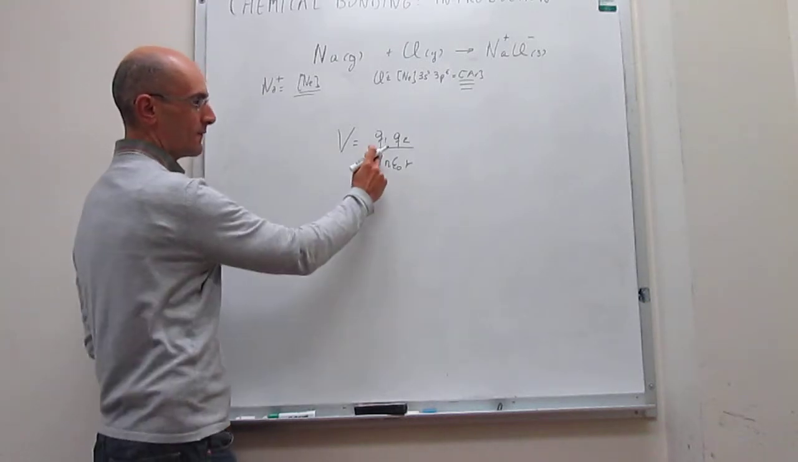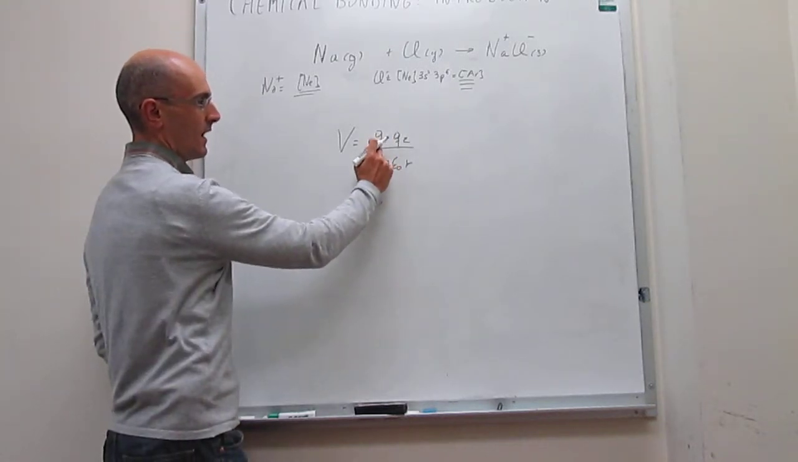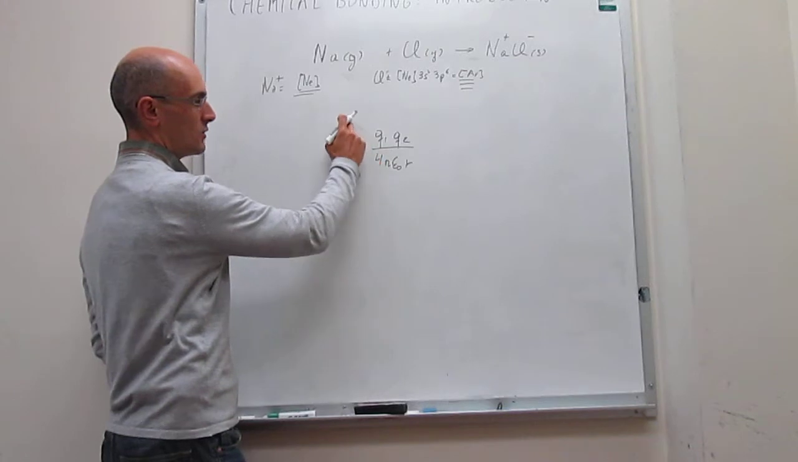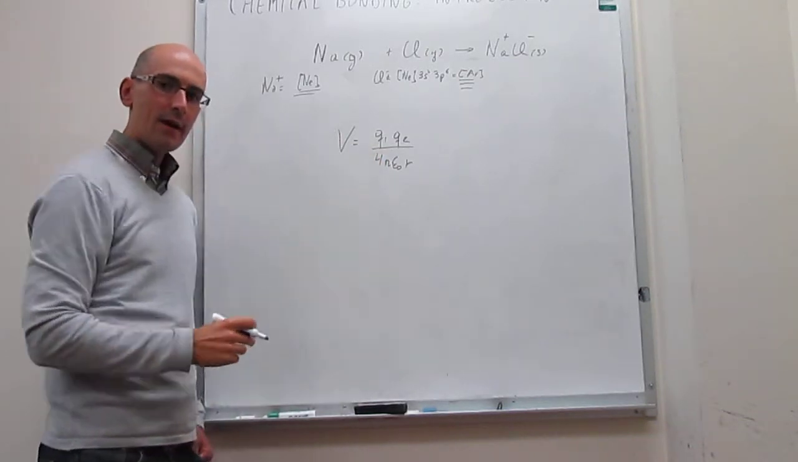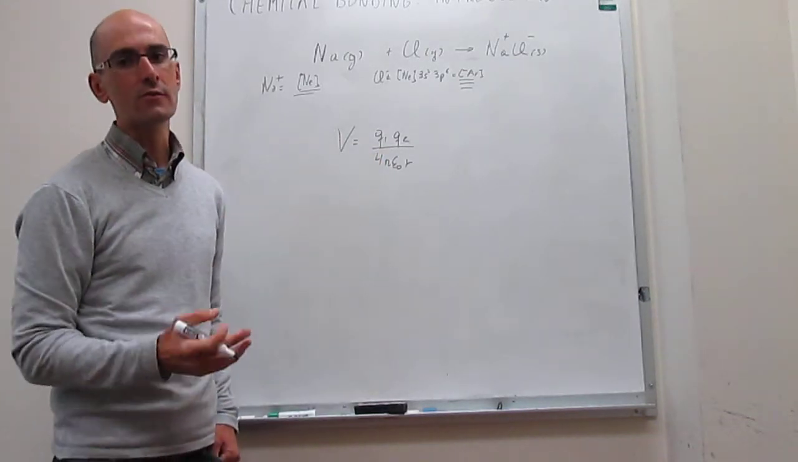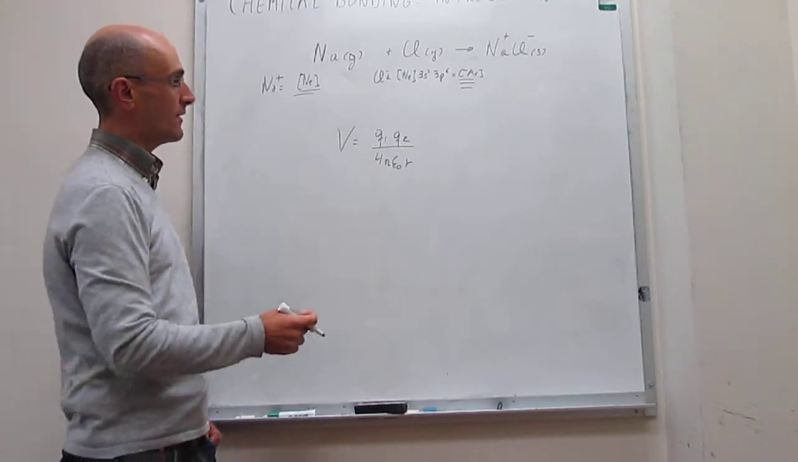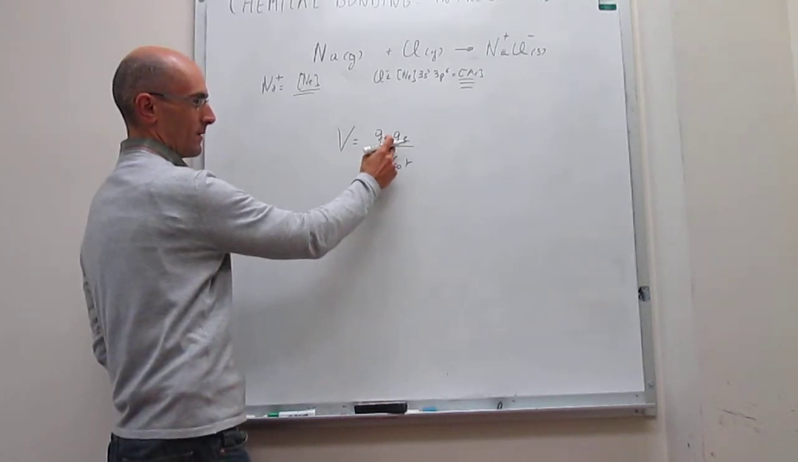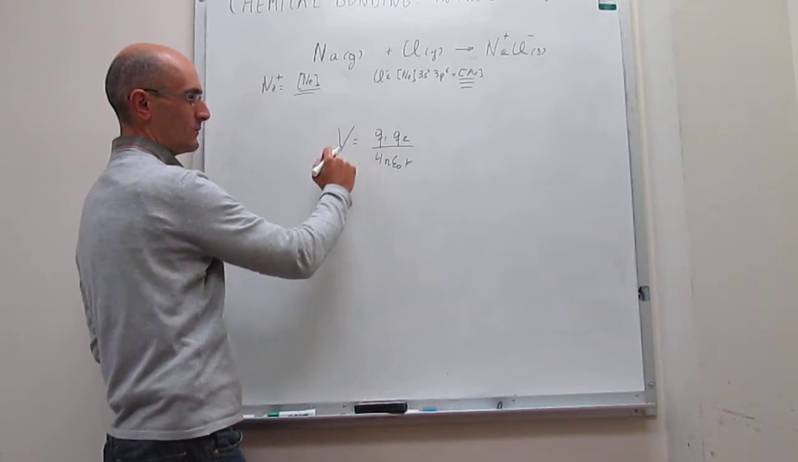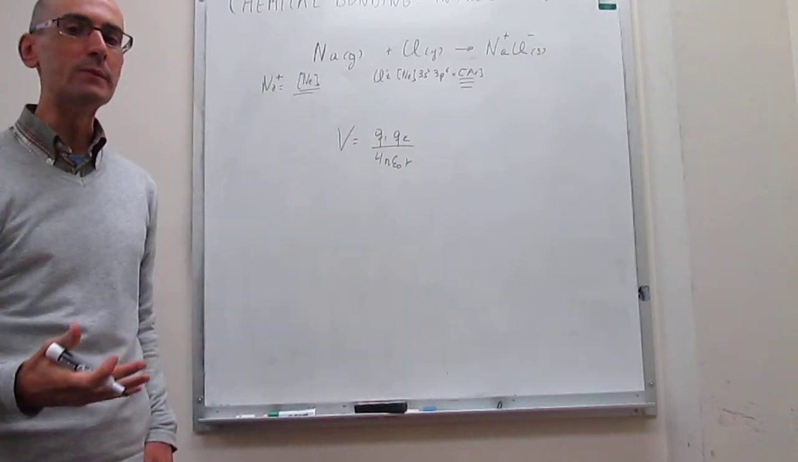Notice that something important is that the charges have opposite sign, so the potential here is negative. And negative means an attractive interaction. Notice that if the ions had the same charge, plus and plus or minus and minus, then the potential energy would be positive, which means repulsion.